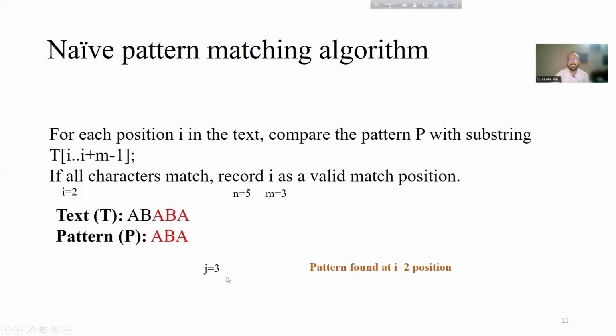We see that the value of J is equal to the length of the pattern P, which means there is also a pattern we found at which position, I is equal to 2 position in the text. So pattern found at I is equal to 2 position. When pattern is found, simply we increment the value of I, that is I is equal to 3. Here I is equal to 3.